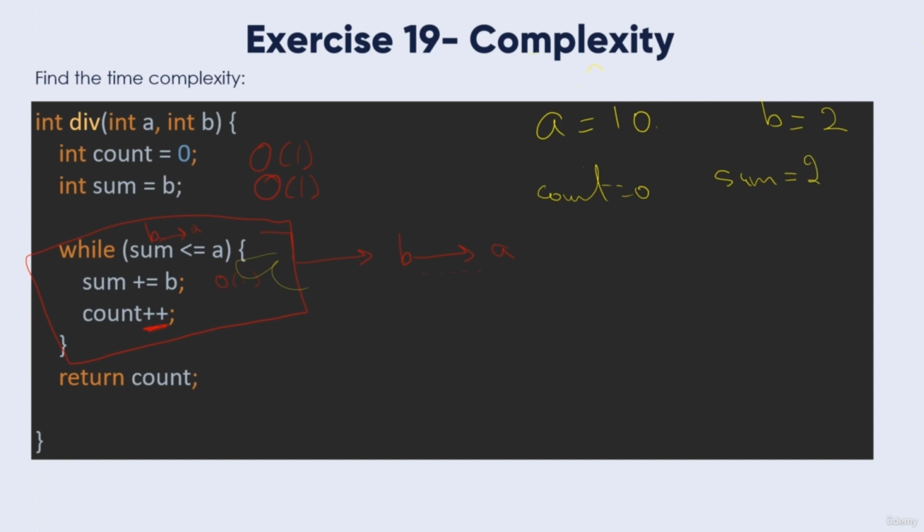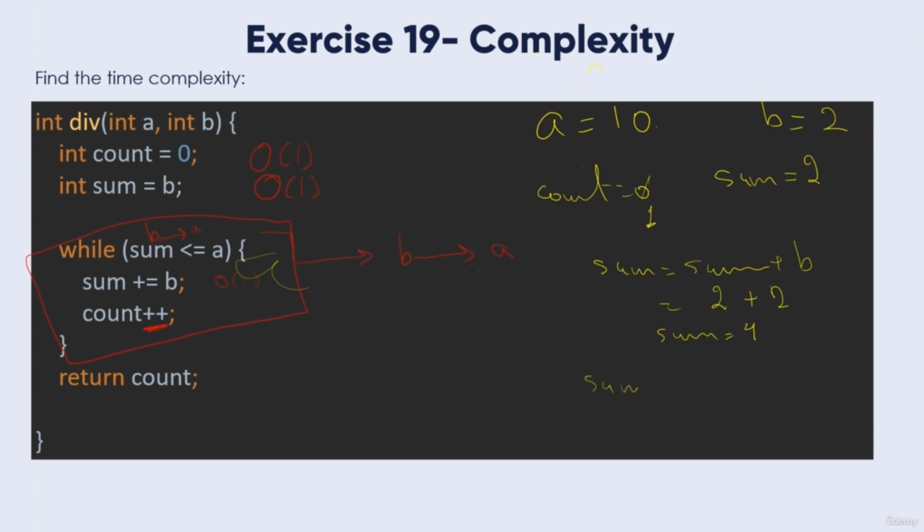So while sum is less than or equal to a, is sum less than 10? Yes. So go and execute this. Sum is now the old sum plus b. Sum is 2 plus b, which is 2, so sum is equal to 4. Now increase count by 1, 0 becomes 1. Again, sum less than or equal to 10? Yes, because sum equals 4.